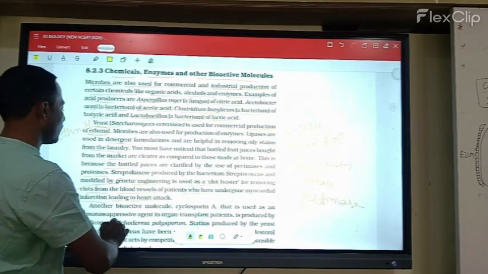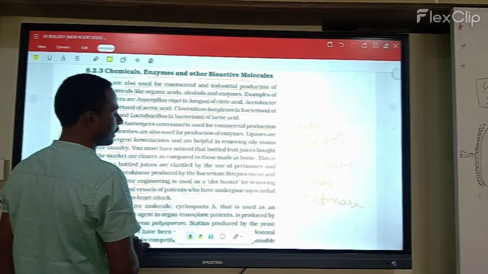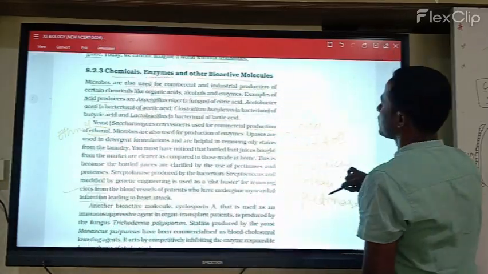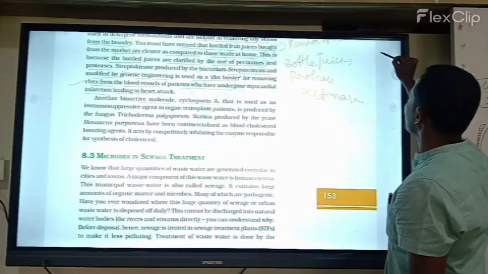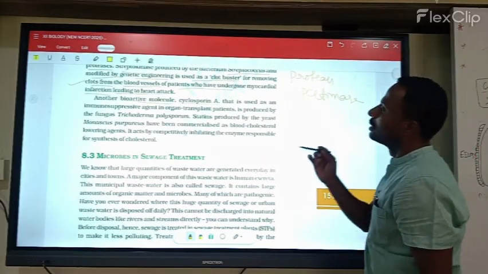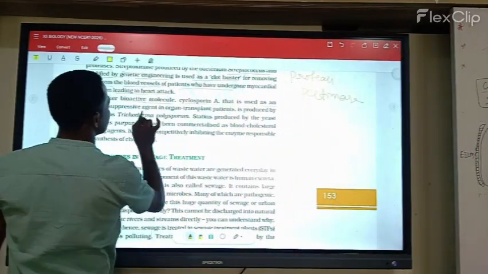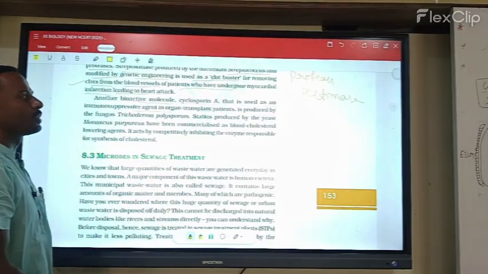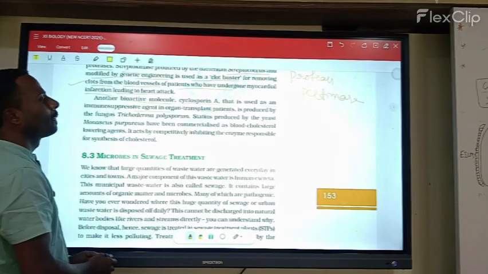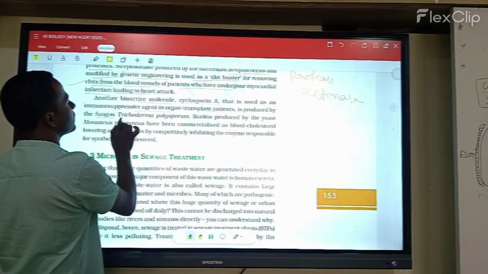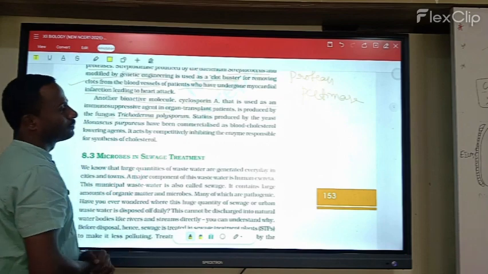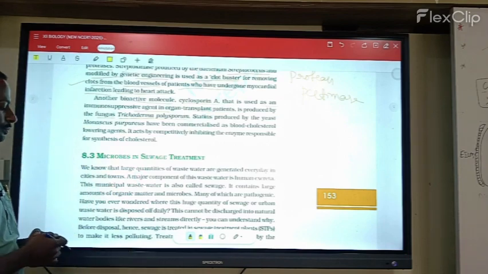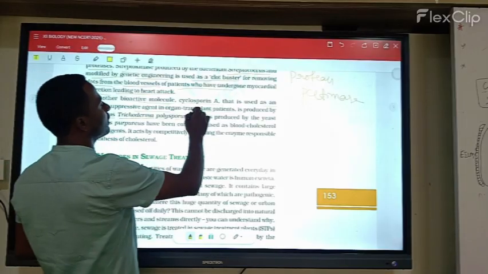Next, another bioactive molecule is cyclosporin A. Cyclosporin A is used as an immunosuppressive agent in organ transplant patients. It is produced by the fungus Trichoderma polysporum.